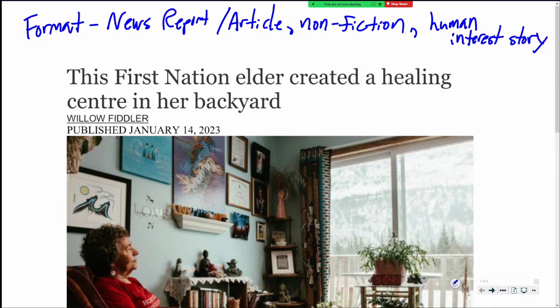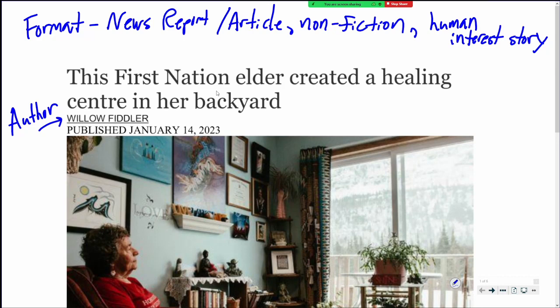It's a Globe and Mail article published January 14th, 2023, and it was written by Willow Fiddler. So she's the author. A very popular journalist operating out of Thunder Bay. Someone who's got some connections to Sioux Lookout and the surrounding area. So she's a very successful journalist. And we've also got many photographs that were taken by Willow, and they're included throughout the article.